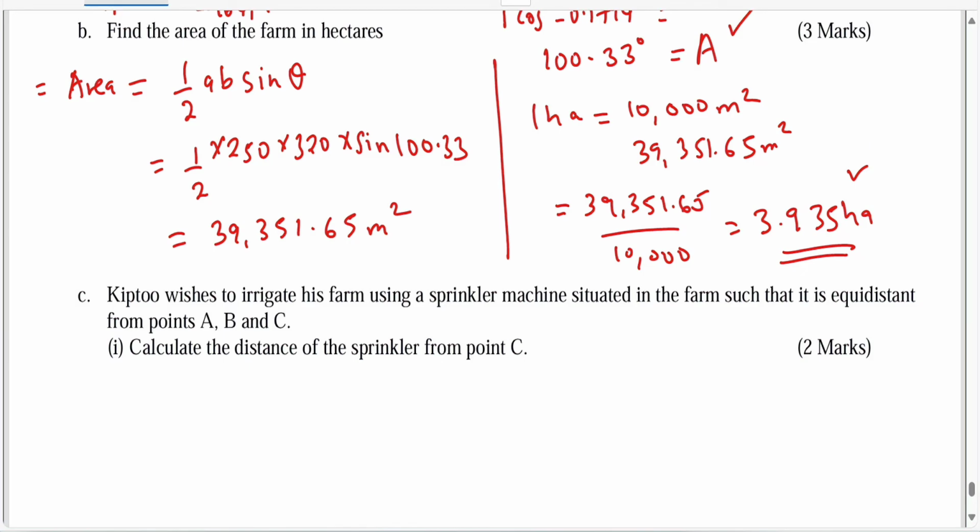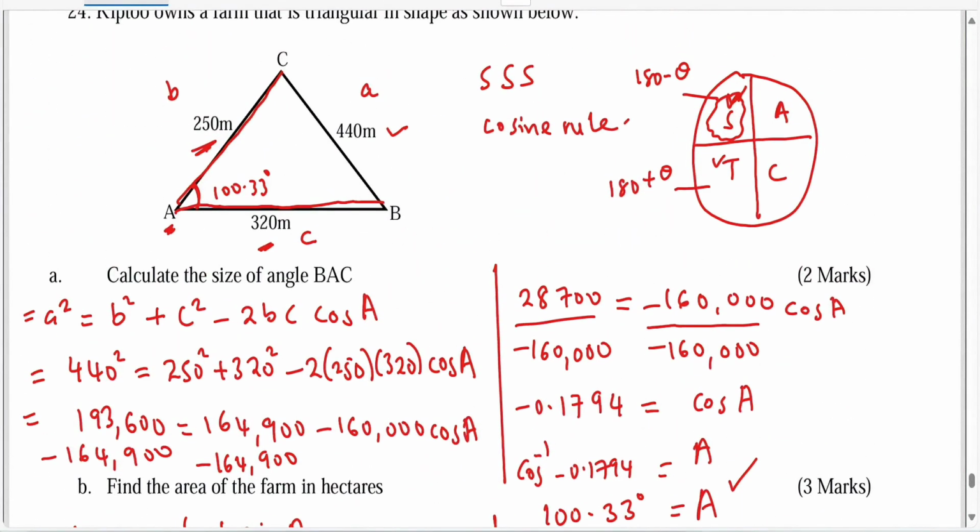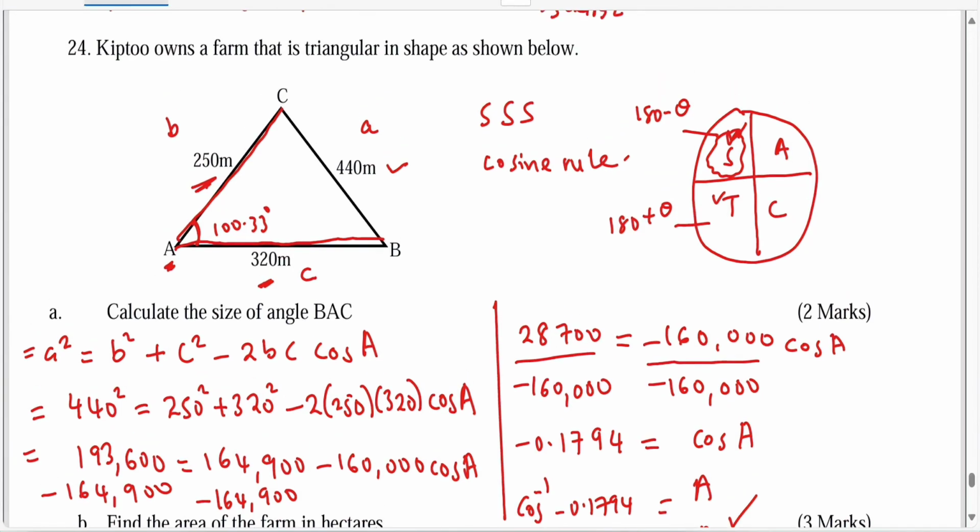The sprinkler machine is situated in the farm such that it is equidistant from points A, B and C. So calculate the distance of the sprinkler from point C. So in short, whatever this question is asking is for you to find the radius. Okay, because if you look at this triangle, right?